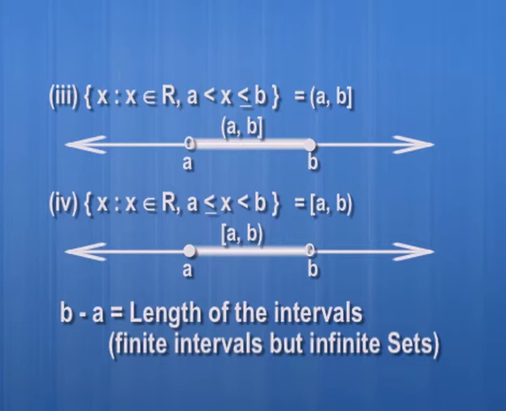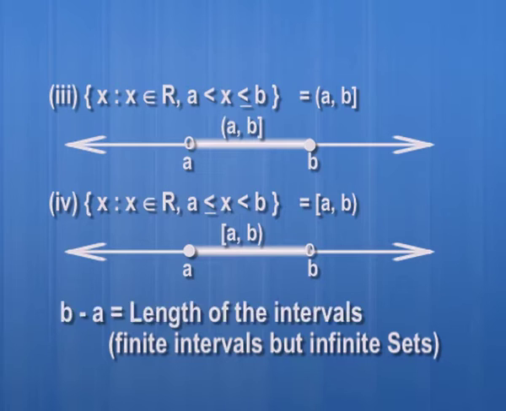Let me come to the set of real numbers where x is greater than or equal to a and less than b, meaning a has been included and b has not been included. Again, a is on this side closed because a is included and the circle is dark. B has not been included, so here we have drawn a hollow circle and the portion in between is darkened. B minus a is known as the length of the intervals.